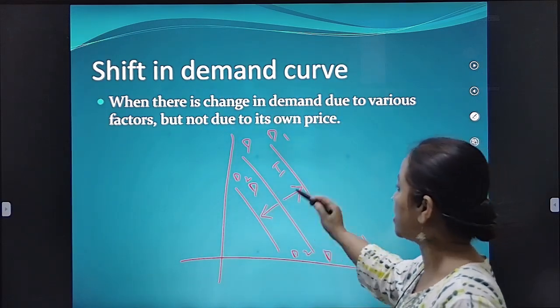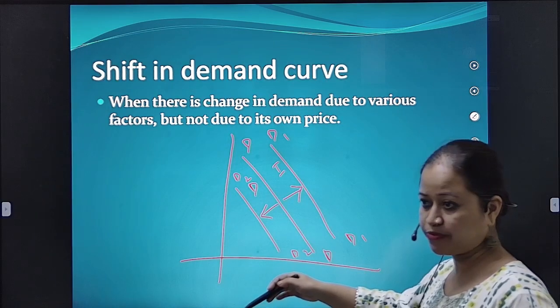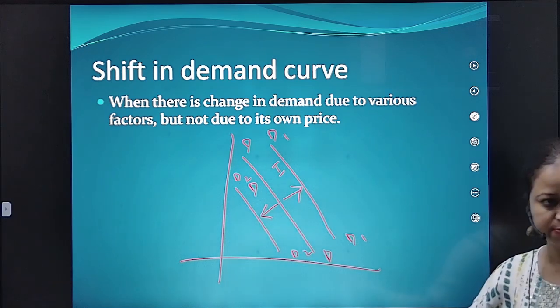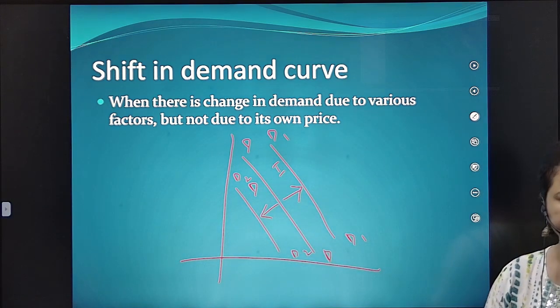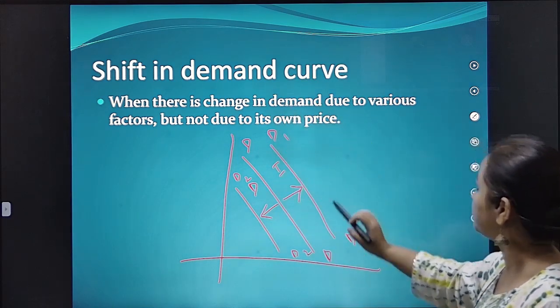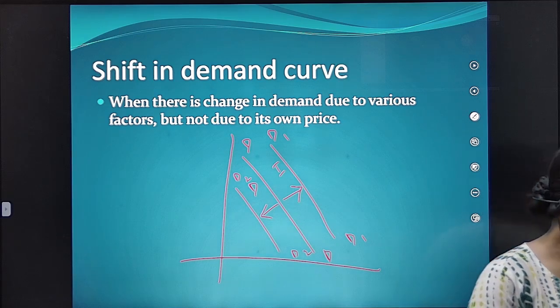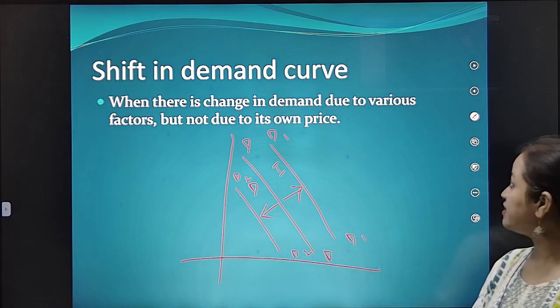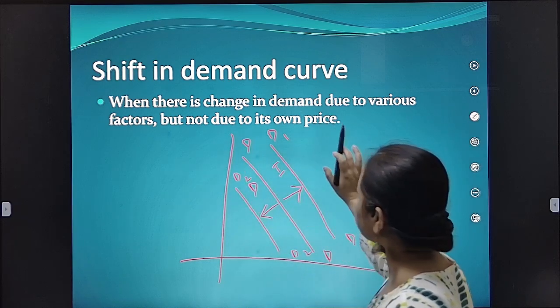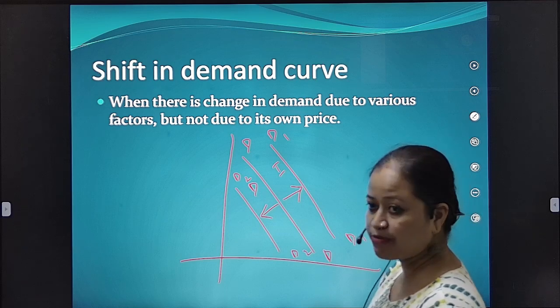Demand curve शिफ्ट हो रहा है right और left side में. ठीक है? Right side में shift होने से that is your increase in demand. Left side में shift होने से that is your decrease in demand. So when there is change in demand, due to various factors but not due to its own price. Okay, so that is your shift in demand curve all about.